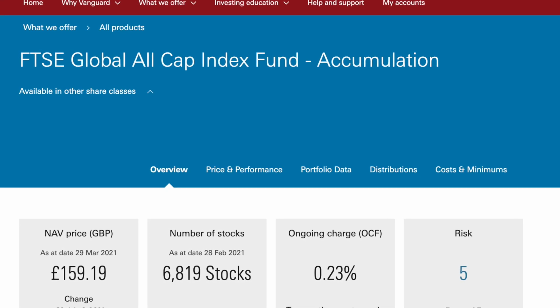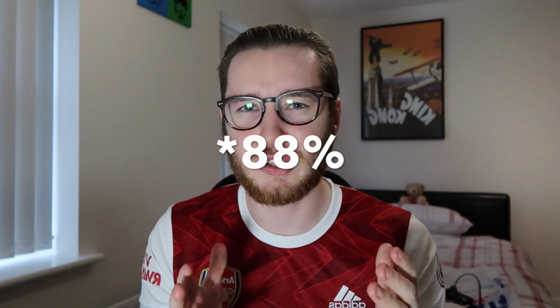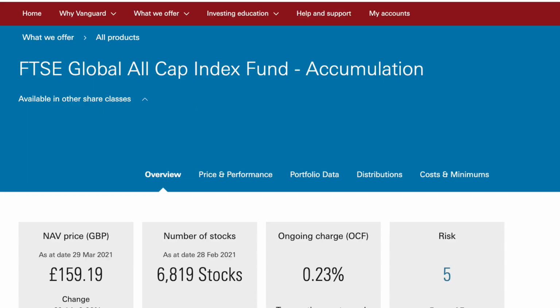So the global index fund that I specifically use and invest into inside of my stocks and shares ISA and my lifetime ISA is the FTSE Global All Cap. It tracks the All Cap index, it's got nearly 7,000 stocks, it is globally diversified, and it's got a 0.23% expense ratio. So for a globally diversified index fund where you're investing in nearly 7,000 companies, it's very, very low fee. And when I mentioned 75% of my total investments are in global index funds, about 72% of that money is in the FTSE Global All Cap.